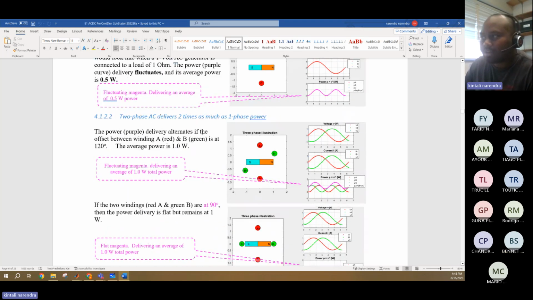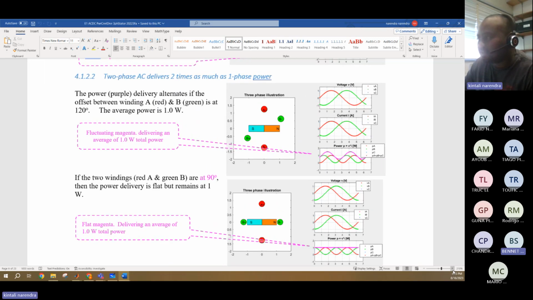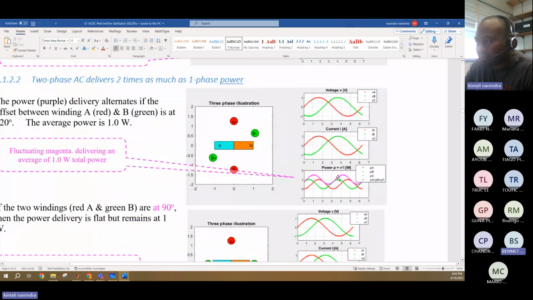Whereas if you take two phase, which are 120 degrees away, so this is one phase and this is one phase, then this will be voltage, this will be current, and the power obtained is this power. 1 watt is the power, but it's also fluctuating. Everything magenta is fluctuating. Magenta is the power, V into I, right? But you're not getting constant power.